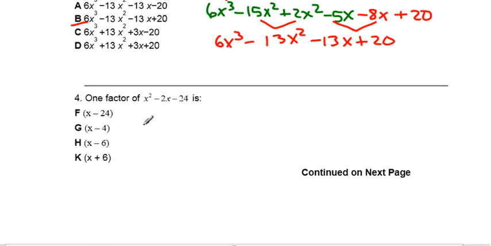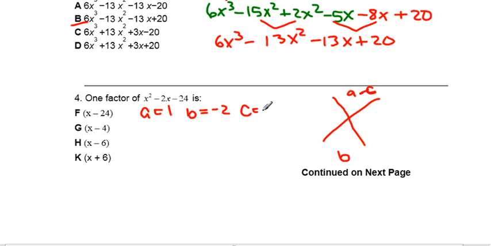4. One factor of x squared minus 2x minus 24 is... Well, you got to find both factors. So you go over here, do the x game. And then go over here, we got a equals 1, b equals -2, and c equals -24. So a times c is -24, and b is -2.